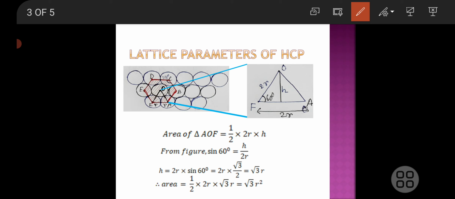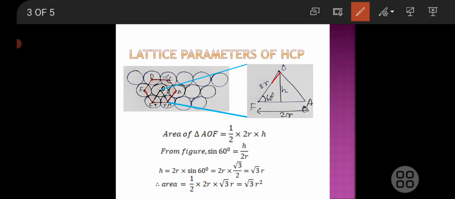Now what is the distance FA? This distance is 2r. Why 2r? If you observe carefully, you will find that this FA distance is nothing but the center to center distance. If the radius of one atom is r, then this distance is r and another distance is again r. So this FA distance is 2r. Similarly, what is the FO distance? It is also a center to center distance, so again this is 2r. So what is the area of this triangle? The area of this triangle is half into 2r into the height h. We don't know what h is, so let's find it.